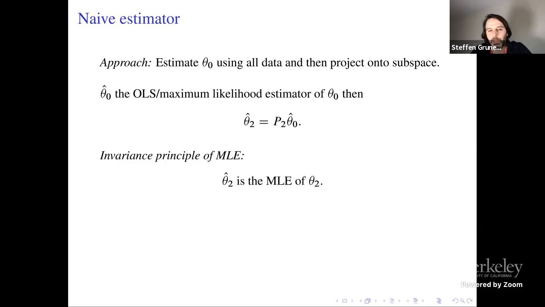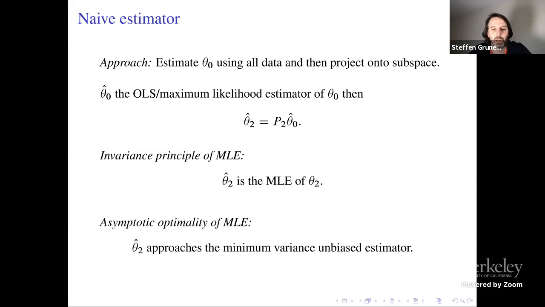There are a few standard stats properties which are directly useful. There's the invariance principle of maximum likelihood estimation, which says that if you apply a function to a maximum likelihood estimator, the result is the maximum likelihood estimator of the parameter you care about. In this context, θ hat 2 is the maximum likelihood estimator of θ2. Then you have the asymptotic efficiency statements for maximum likelihood estimators. Here, θ hat 2 approaches the minimum variance unbiased estimator of θ2 as n goes to infinity. I should mention, this is when you keep the epochs fixed and let n go to infinity.